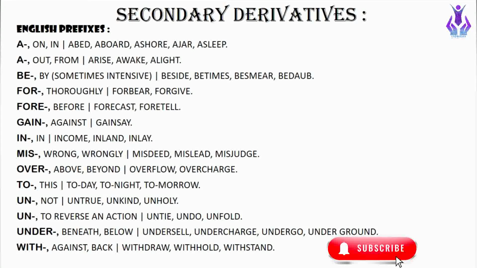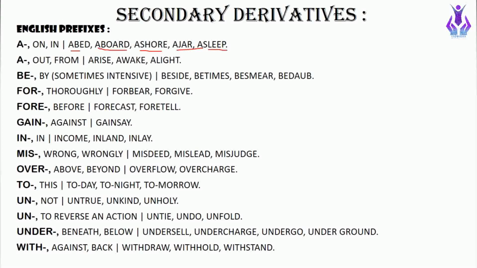But English prefixes are quite important, like they made our dictionary themselves. So I will just go through some important prefixes that are included in our day-to-day language use. Starting with A, it means on or in. When we are denoting something on or in, we put there a prefix A. For example, there are certain words: abed, abroad, ashore, ajar, asleep. So these are the examples of the A prefix.